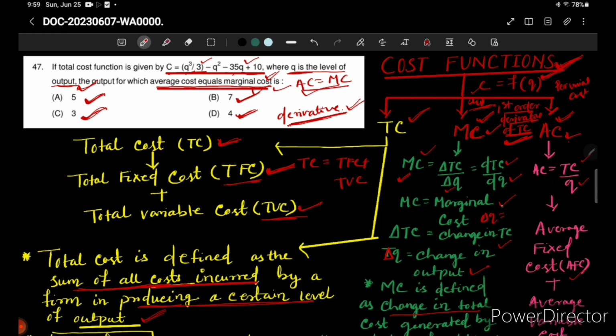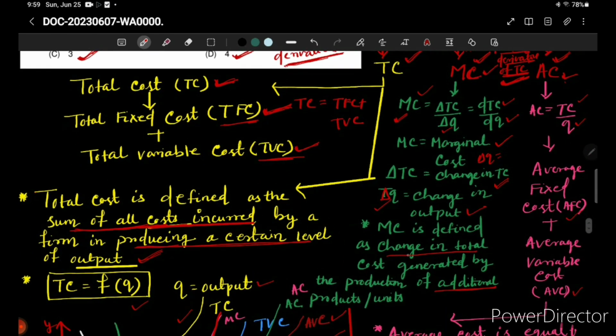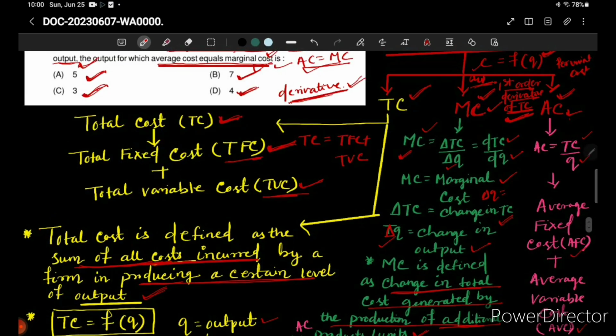So MC here is the marginal cost, delta TC is the change in total cost, delta Q is the change in output, and marginal cost is defined as the change in the total cost generated by the production of additional units of output. So whenever a producer or firm produces an additional unit of output, and for that amount of output he or she has to bear an extra unit of cost, that is called the marginal cost. I hope you are all getting my point.